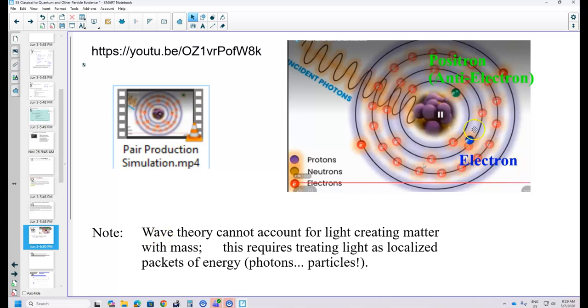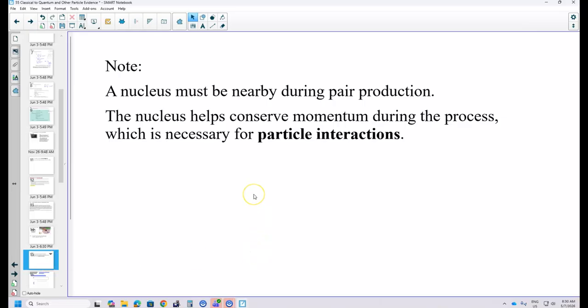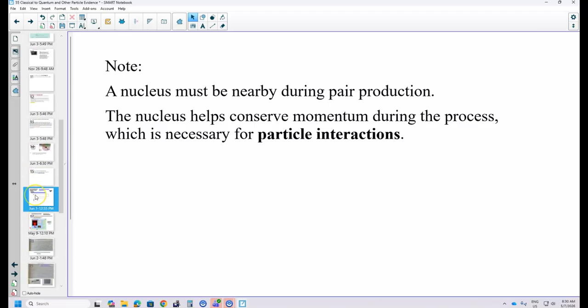An important thing to know about this interaction is, of course, that wave theory cannot account for the creation of matter with mass. This requires treating light as a localized packet of energy, or a particle called a photon, and then the idea of energy conversion to mass, E equals mc squared, kicks in. A note about this: a nucleus must be nearby during the pair production, because the nucleus has to be there to help conserve momentum during the process, which is necessary for particle interactions. This is the conservation of momentum applied to this scenario.